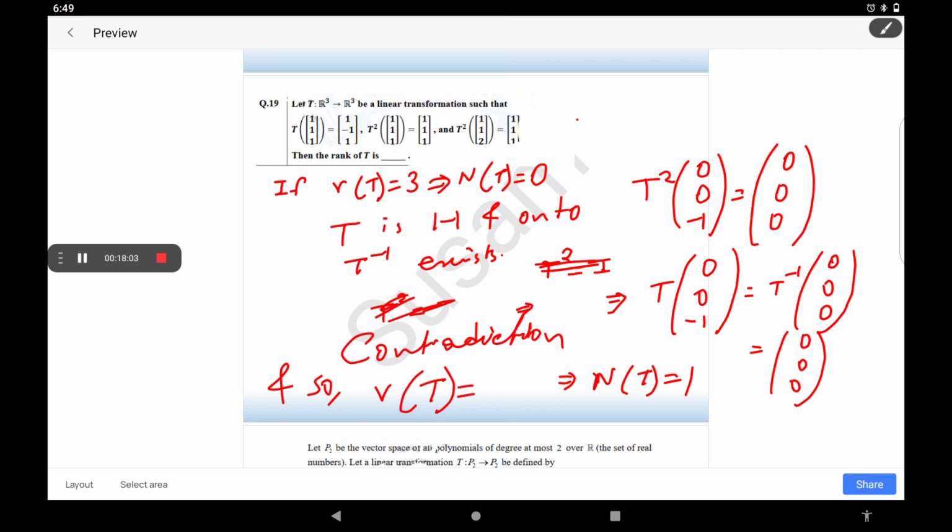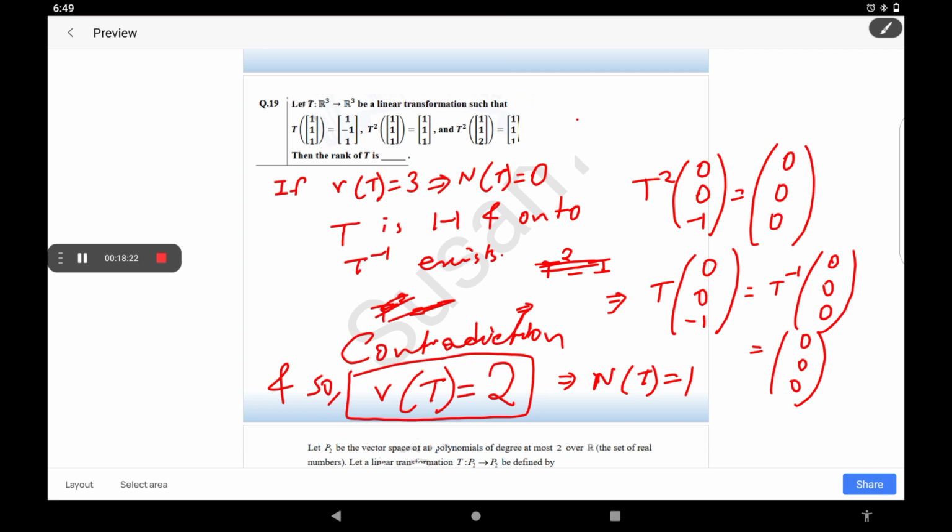So rank of T equals 2. Do you understand this contradiction part? Suppose rank of T is 3, then nullity of T is 0. But you have T square of this is 0. Then since T is invertible, multiplied by T inverse.